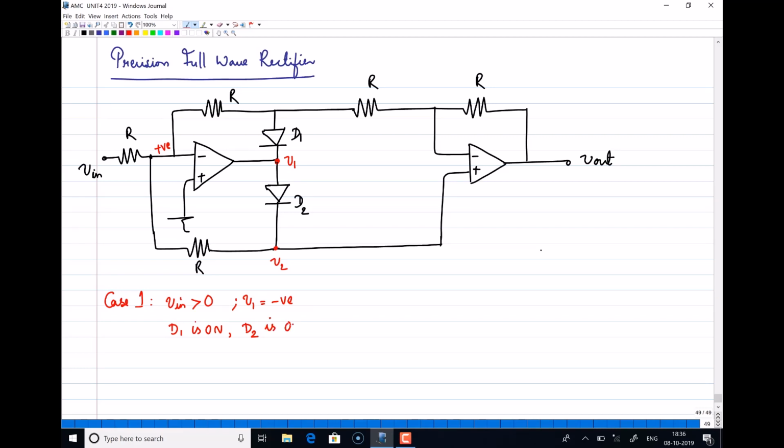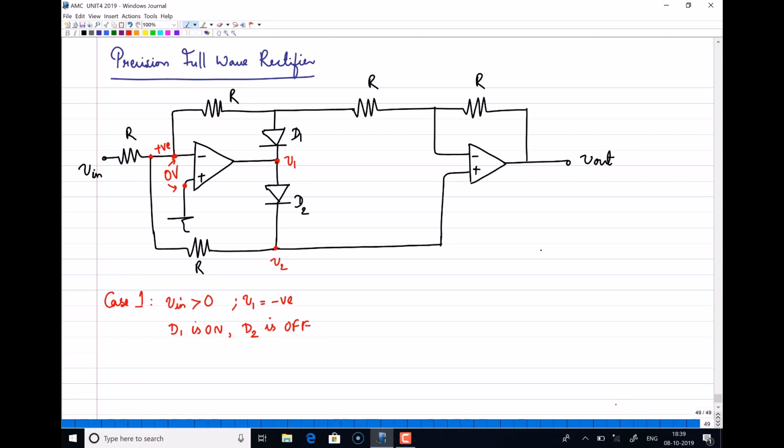Right. So since we are giving a positive voltage here, what we can expect is diode D1 will be on and D2 will be off. Now you can see that since D1 is on, you have a negative feedback path established. So the virtual ground property exists, and this node will be the same as this node, that will be equal to 0. So I can expect a 0 voltage here.